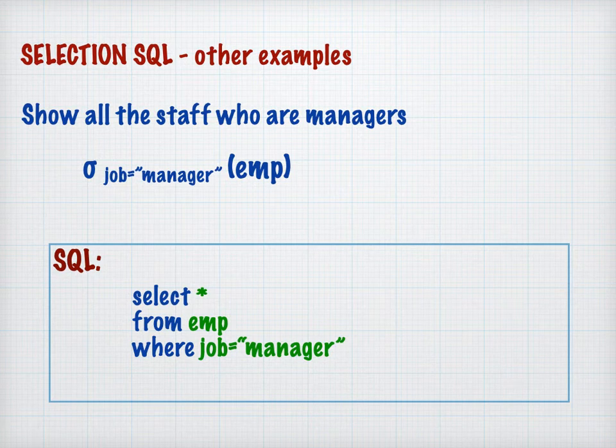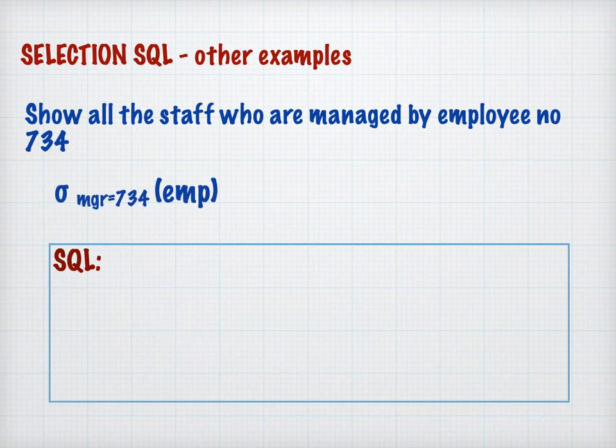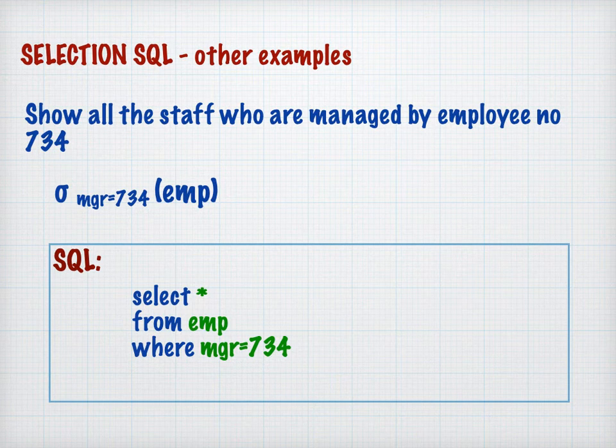This next example just does a selection on a number, and so in this instance we don't need to use those quotes. Numbers can just be expressed literally. We can just actually type them in as they are. Show all the staff who are managed by employee number 734. So again, we know it's going to be the EMP table. We know we're going to show all the columns, so it's going to be select star from EMP, but we add a condition at the end. What that condition shows us is we only are interested in those where the manager is 734.